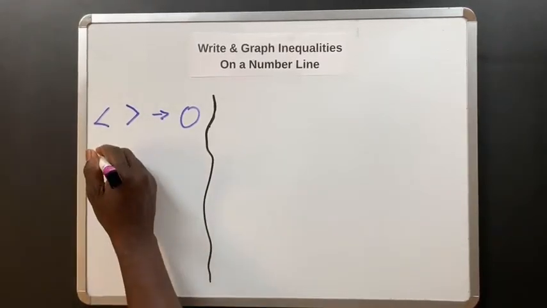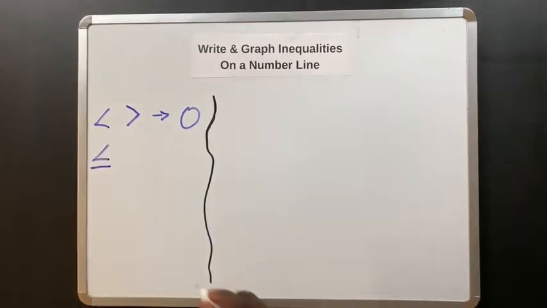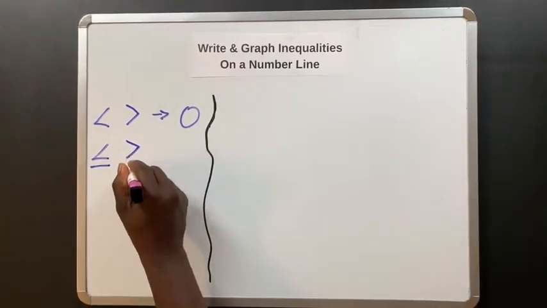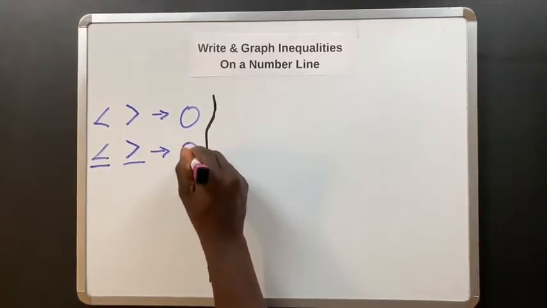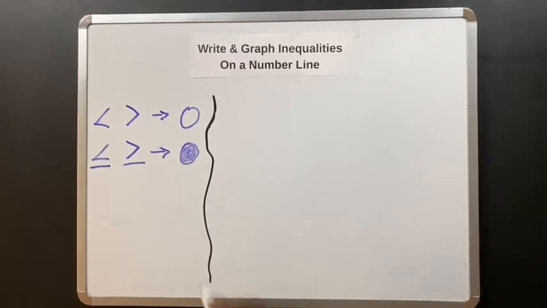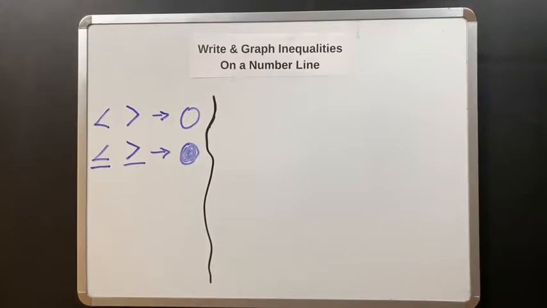Now, if you have an inequality that is less than or equal to, or greater than or equal to, you're going to have a closed circle. And what that means is that it includes the number where this closed circle is as a solution. So let's go ahead and get started, solve some problems, and I think this will make more sense.